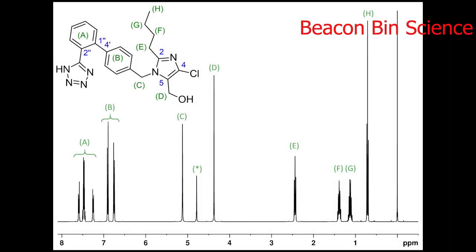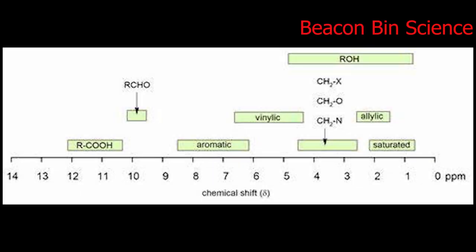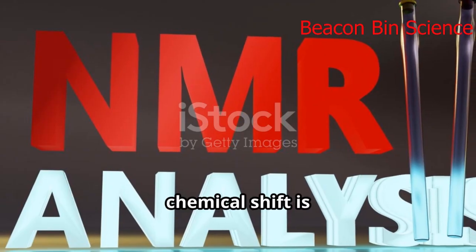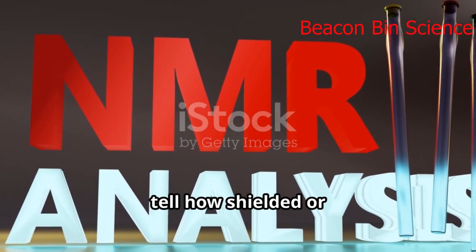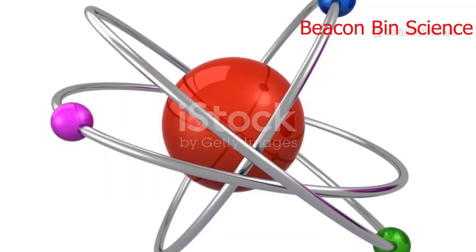Okay, now the question is, how do we read these signals? The first and most important concept is the chemical shift. This is measured in parts per million, ppm, and tells us about the electronic environment around a nucleus. So chemical shift is basically a way to tell how shielded or de-shielded a nucleus is by its surrounding electrons.